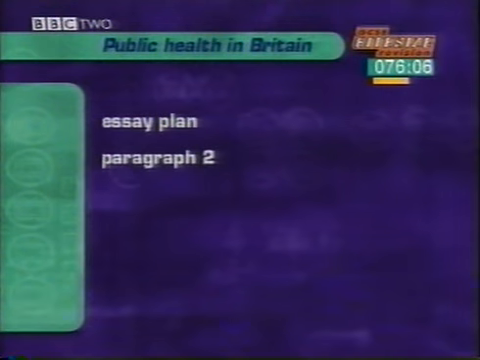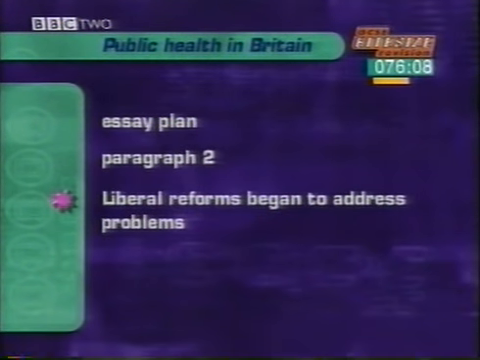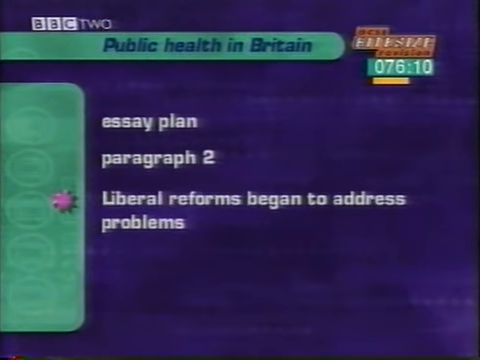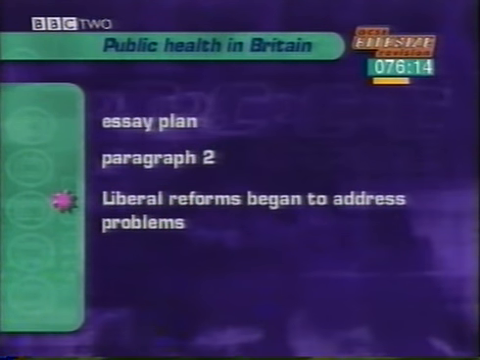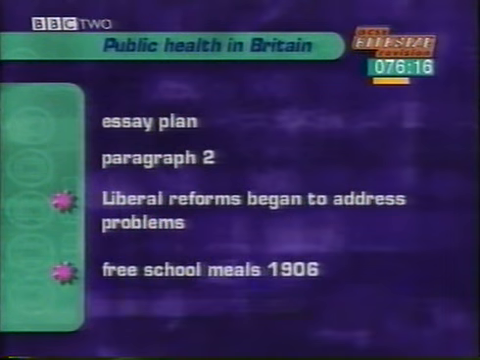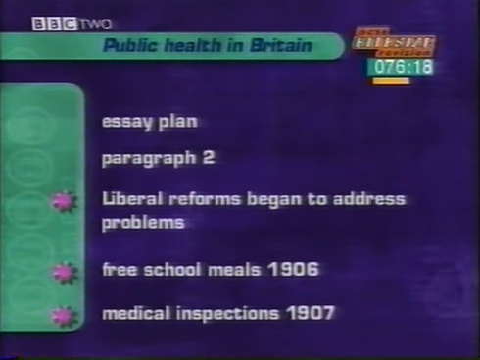Paragraph 2 shows how the liberal reforms began to address these problems. Children needed better nutrition and to have their health problems spotted before they became too serious. Free school meals were introduced in 1906 and medical inspections in 1907.